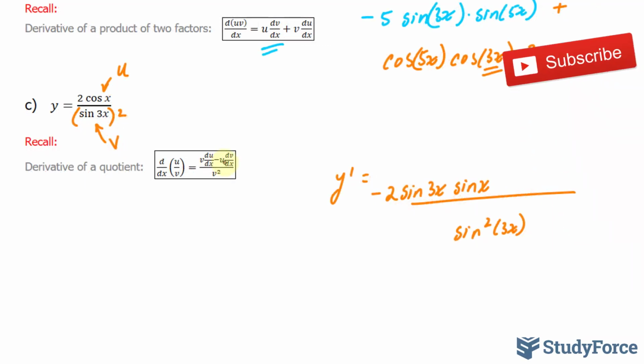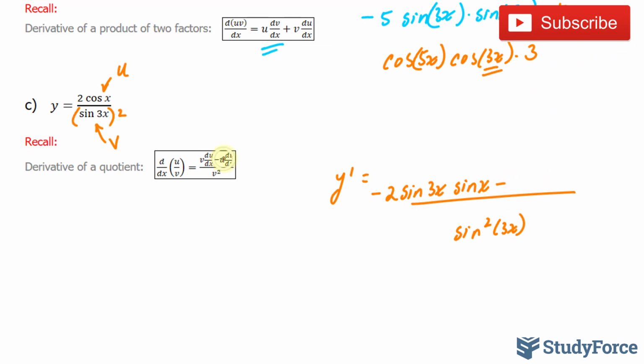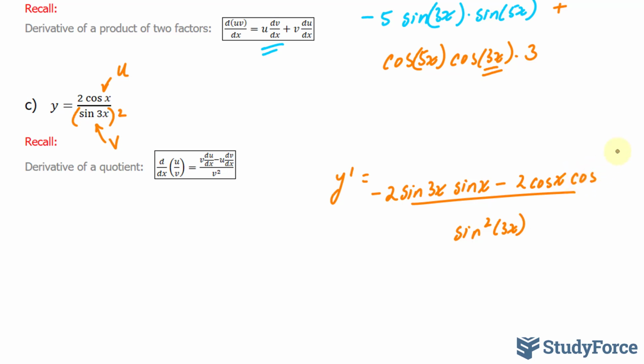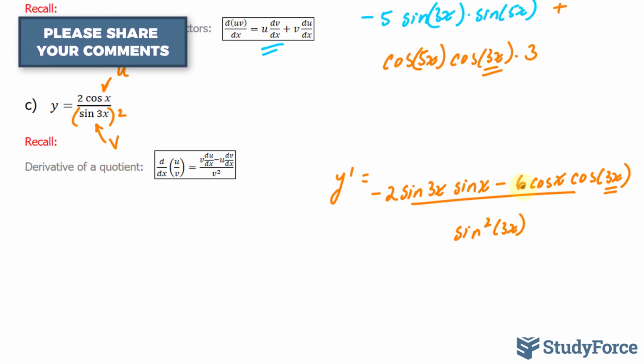Next, we write down negative, and now I'll write down u the way it is, 2 cosine x, and I'll find out the derivative of sine. The derivative of sine is cosine 3x. The derivative of 3, this part, is simply 3. 3 times negative 2 is negative 6. And that's it. You don't need to simplify any further. We're good to go.